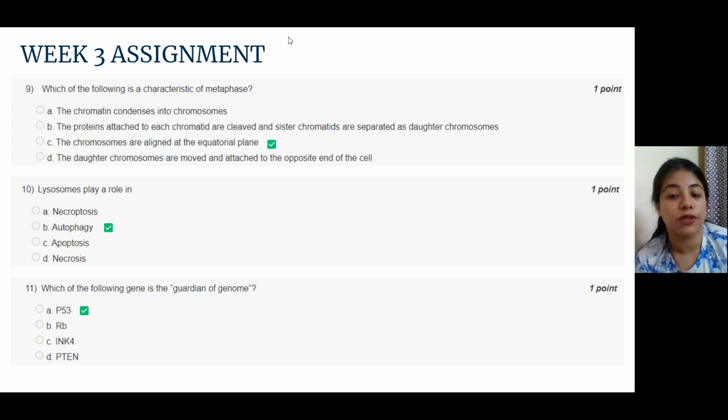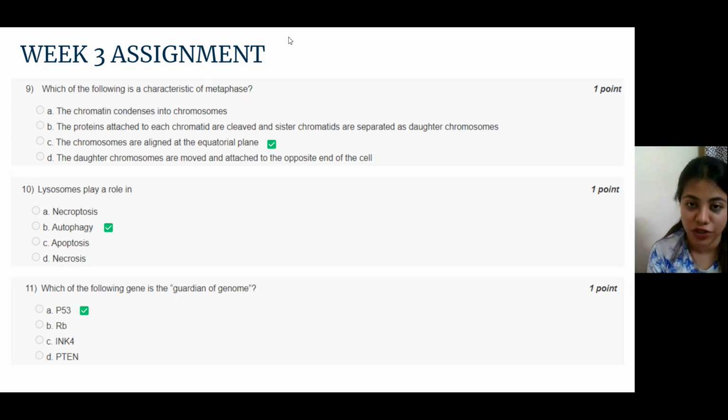And lysosomes, particularly because they are the key digestive components of any cell, they contain all of these enzymes and they are responsible for this process. Therefore, they play a role in autophagy. So that actually covers your question. Then we have been asked in question 11 about which of the genes are actually considered to be the guardians of the genome.